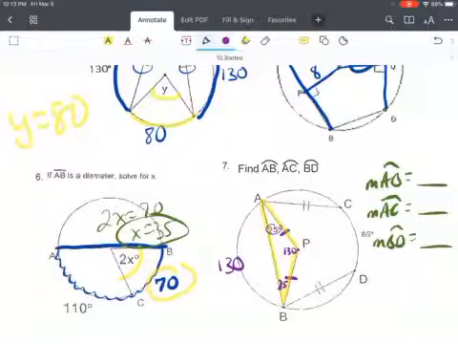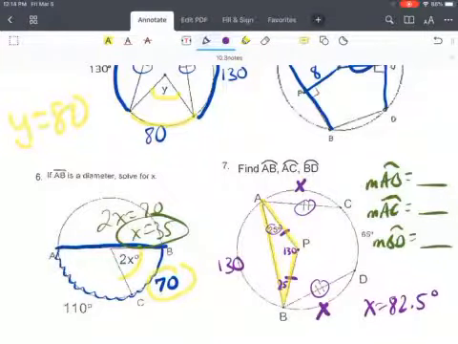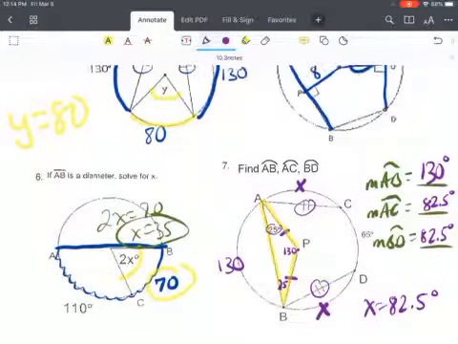And I'm missing just AC, so let's call that X, but because of the congruent chord, it makes this arc also X. I can now add up all of my arcs and subtract it from 360. And I get that X is equal to 82.5 degrees. So AB is 130 degrees, and then AC and BD are both 82.5 degrees. And that is the end of 10.3.